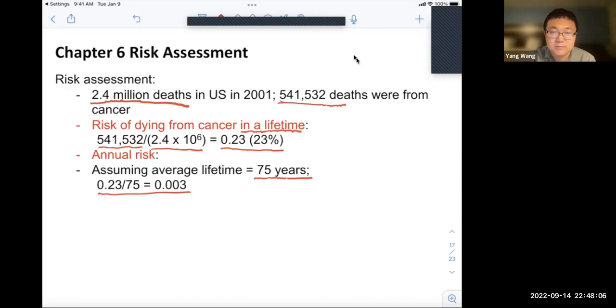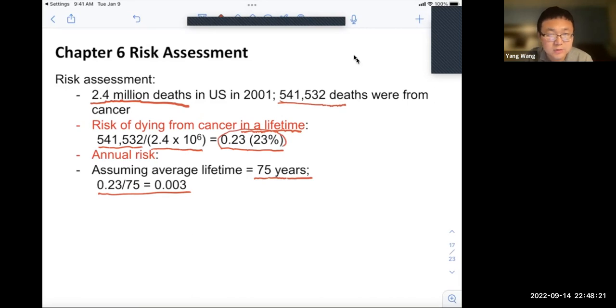That's 0.003. It sounds like a small number, but if you consider the entire lifetime, around 23% is not a small number. It's almost a quarter of the deaths. So this is an example of cancer.